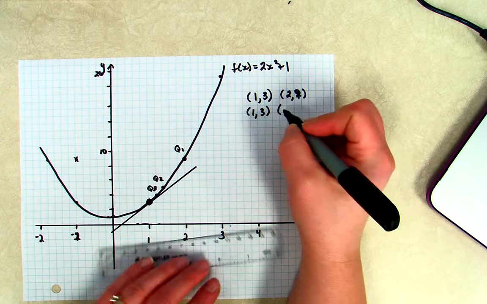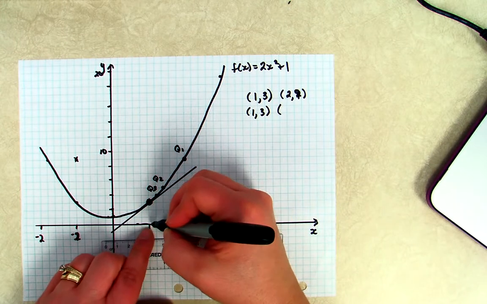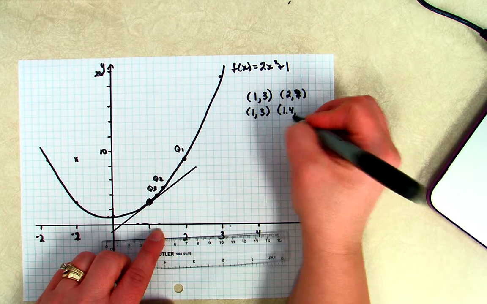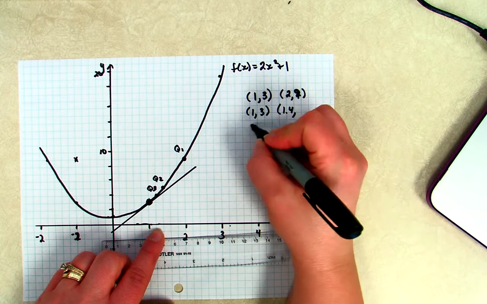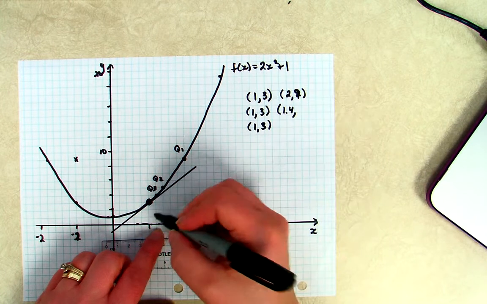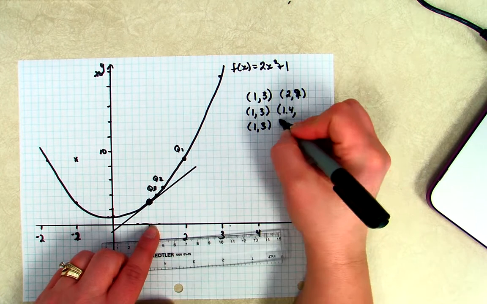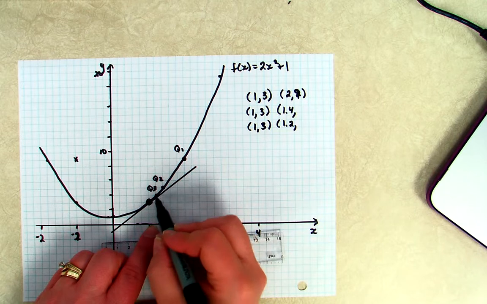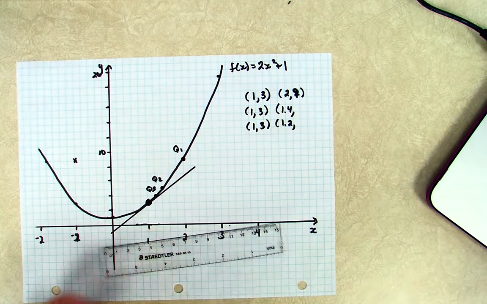graph. This point is 1.4. I'll get the y in a second by subbing it in. And then our point after that is going to be 1.2. You don't have to be right on the dot. You could pick one a little bit closer.